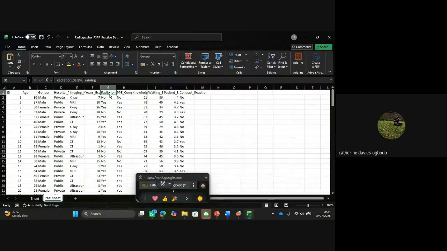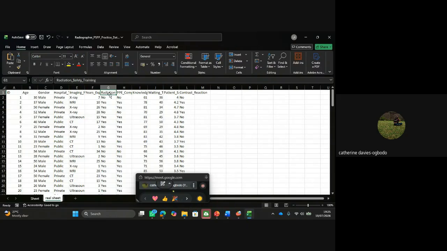So you're now asking yourself, okay, let me collect data and find out if radiation safety training has any relationship at all with PPE. That's exactly what chi-square does, and we'll see it here. But for independent sample tests, what we are trying to find out is the relationship between this nominal data and a scale data.